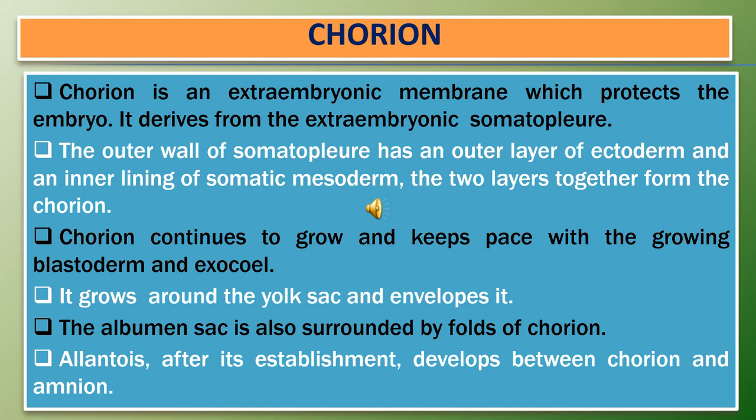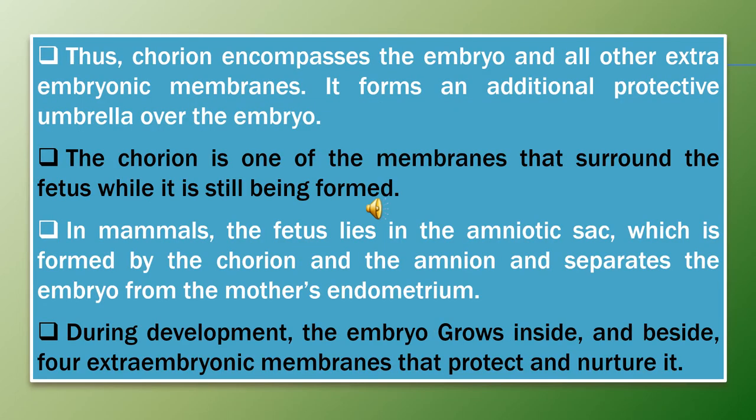The allantois, after its establishment, develops between the chorion and amnion. Thus, the chorion encompasses the embryo and all other extra-embryonic membranes. It forms an additional protective umbrella over the embryo. The chorion is one of the membranes that surround the fetus while it is still being formed. In mammals, the fetus lies in the amniotic sac, which is formed by the chorion and the amnion and separates the embryo from the mother's endometrium.